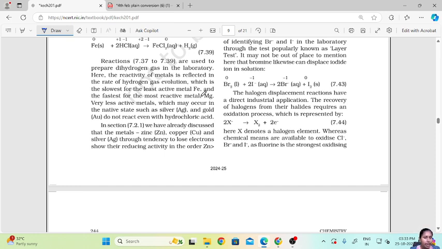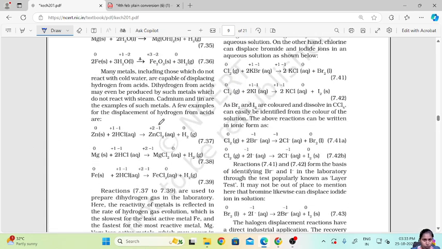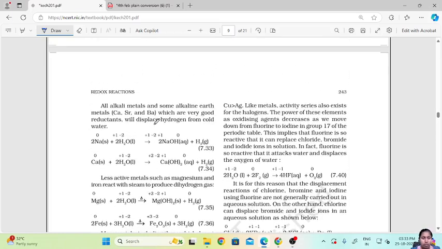So they do not react with hydrochloric acid. Now we have already discussed that the metals like zinc, copper and silver, through their tendency to lose electrons, show reducing activity in the order of Zn having more tendency to release electrons than copper, than silver. Right? This was what we discussed in our previous video.